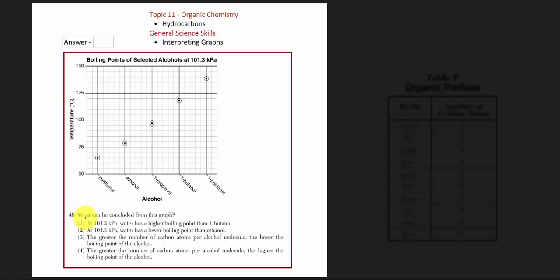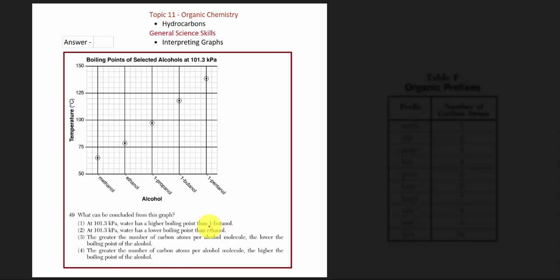And question 49, what can be concluded from this graph? Let's analyze each of the answers because they're pretty varied. At 101.3 kilopascals, which this graph is based on, water has a higher boiling point than 1-butanol. Well, let's see if it does.